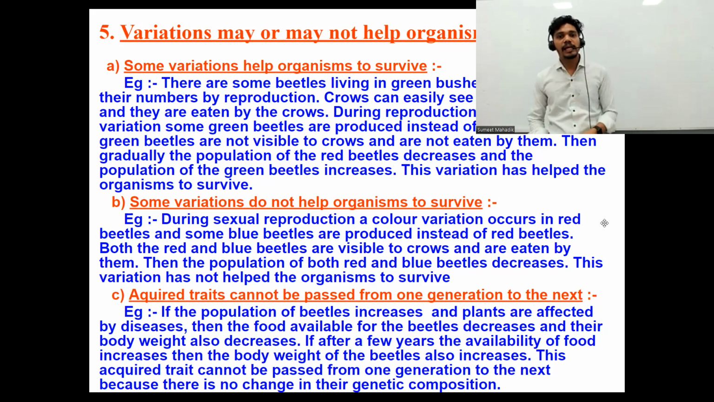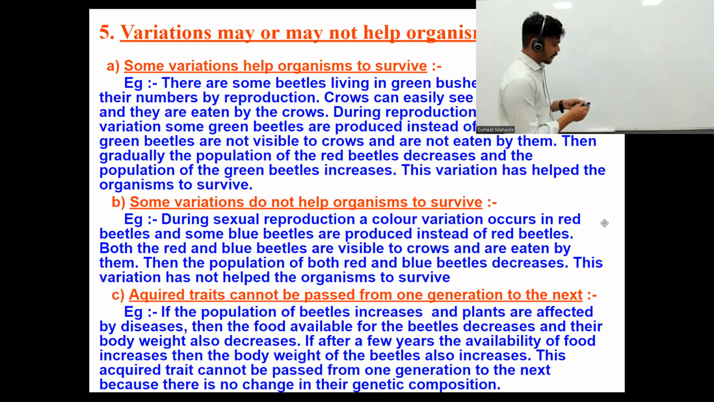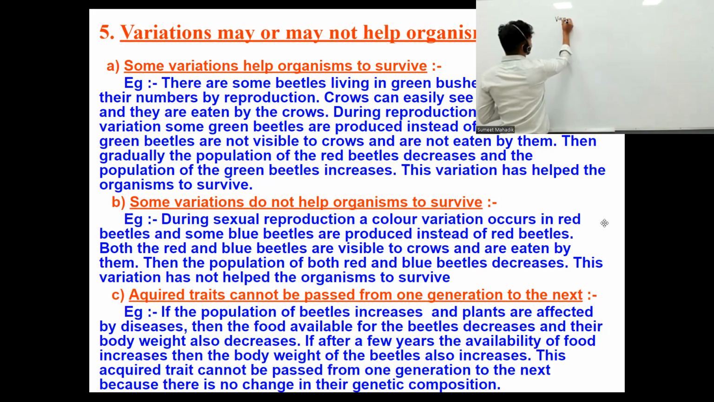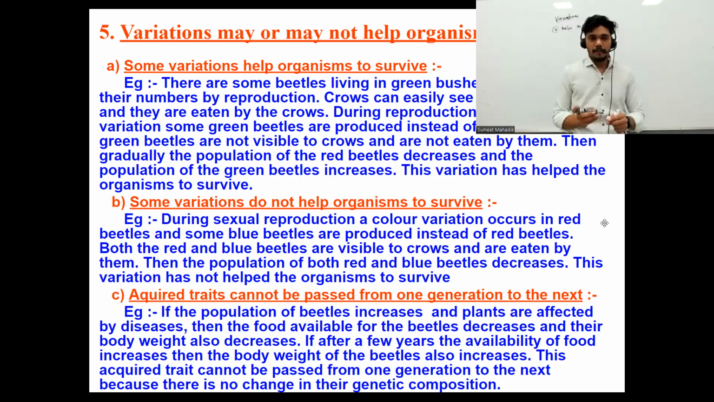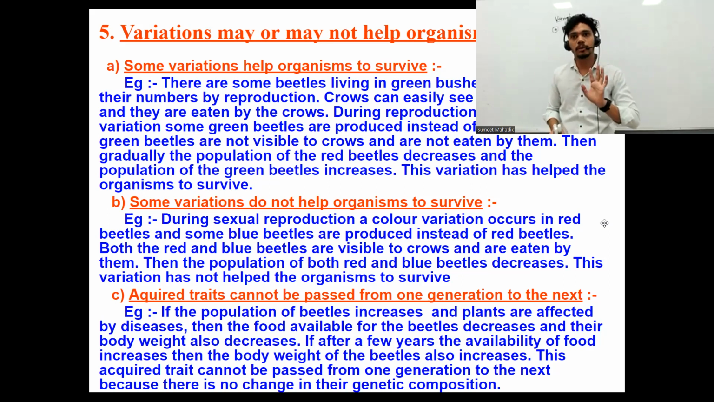So some variations help the organism to survive. For example, there are some beetles living in green bushes. They increase their numbers by reproduction. Crows can easily see the red beetles and they are eaten by the crows. Red beetles are there, and crows can easily identify them: oh, there is no green, there is red. So they can distinctly attack them.